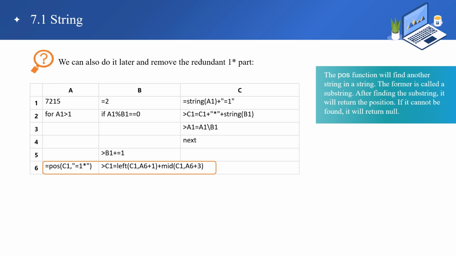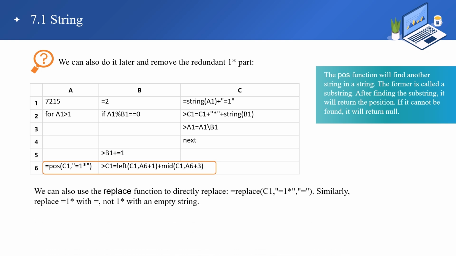We know for sure that there must be a substring equals 1 times in the calculated result string now. After finding its position, we can remove the 1 times part by splitting and concatenating. We can also use the replace function to directly replace equals 1 times with equals. Similarly, replace equals 1 times with equals, not 1 times with an empty string. SPL provides many string processing functions, which are not listed here one by one. You can check the help documents when necessary.